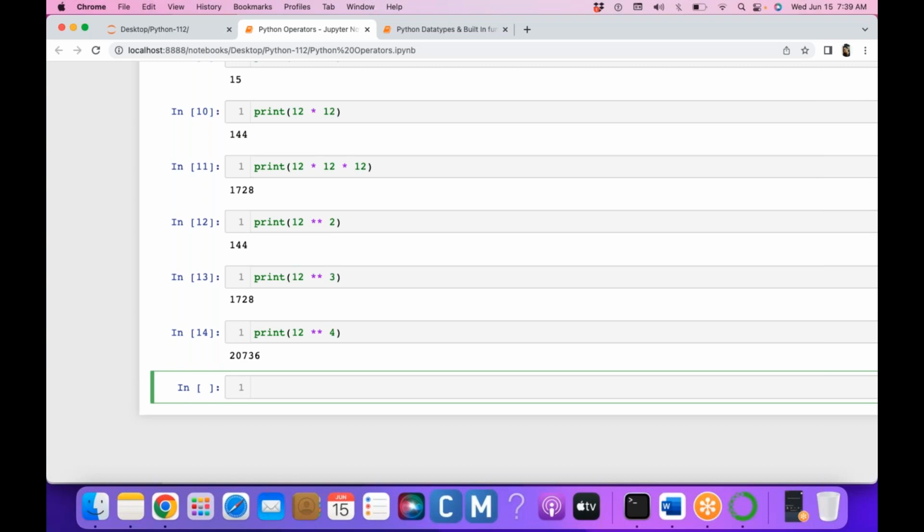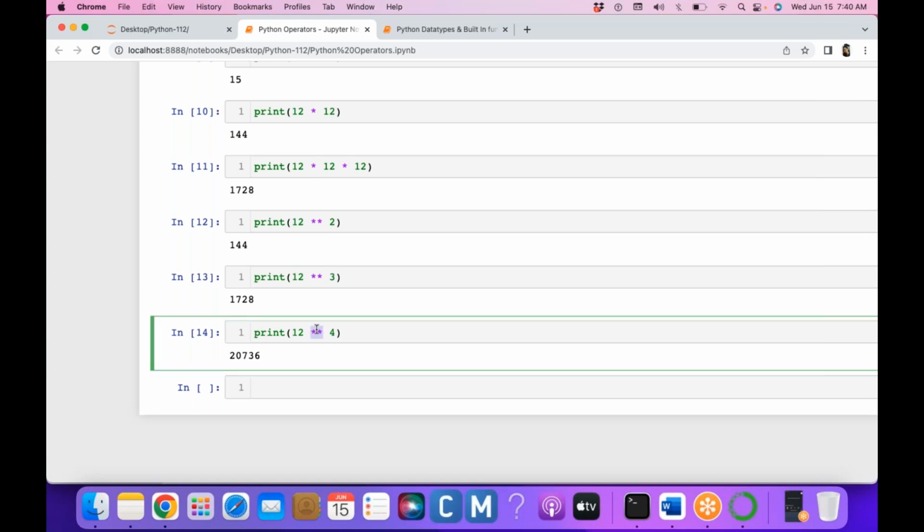12 power of 4, 12 power of 3, 12 power of 2. Not only 12, we can use any number, but the right side could be the power number and the left side could be the base number. Couldn't we also use the power symbol to do this? No, in the case of the Python programming language, we don't have the power symbol. Instead of using that power symbol, we are using the two asterisk symbols.